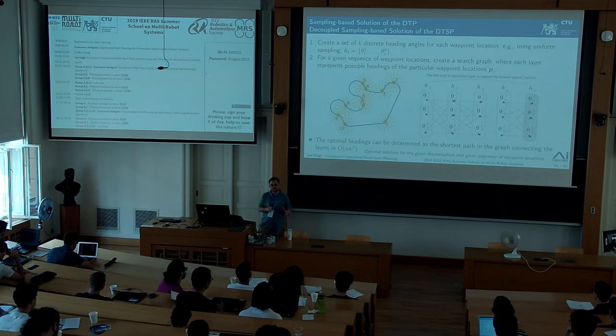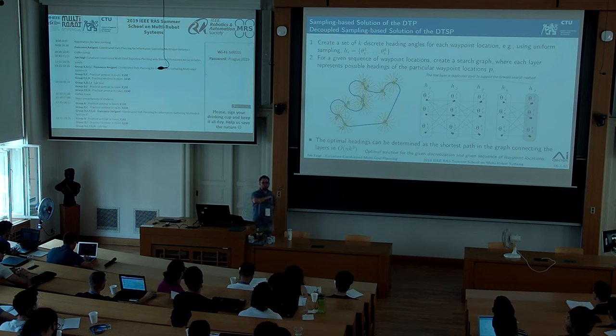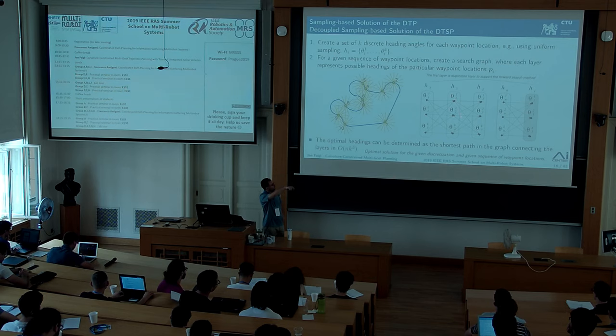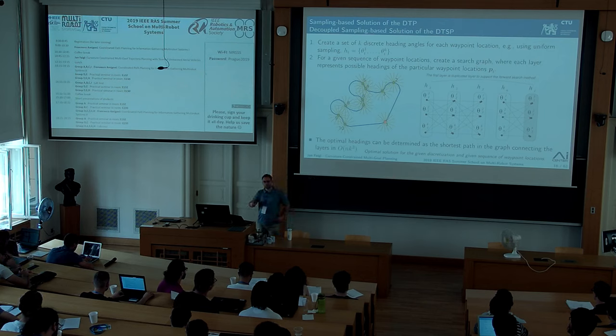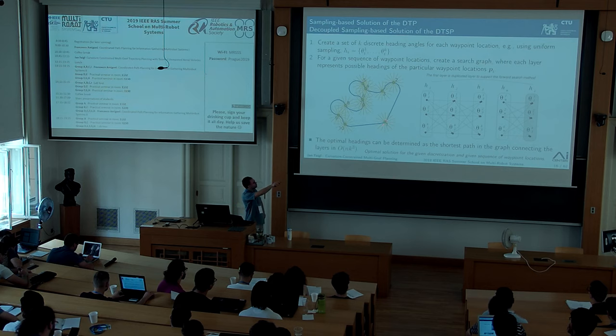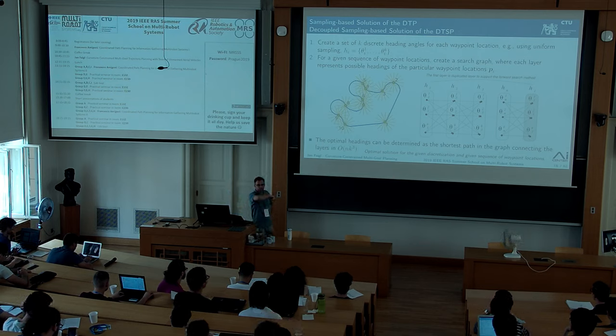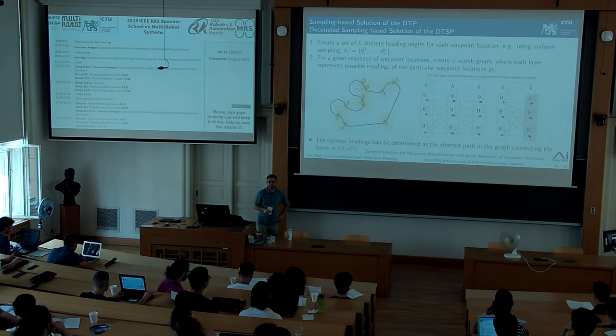Or if you have this sequence of visits, you sample the headings, and imagine that for the particular locations, you create these layers. So for the first location, you will create these K headings. And for the next location, you will create another K headings. And you will connect them. So these are the possible Dubins maneuvers: from this location, I will connect to this second location using this particular heading. And if your solution is closed, because in TSP you are looking for a closed tour, you need to add one more layer that replicates the first layer.